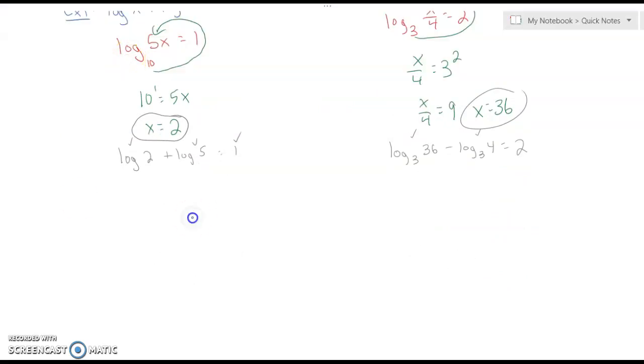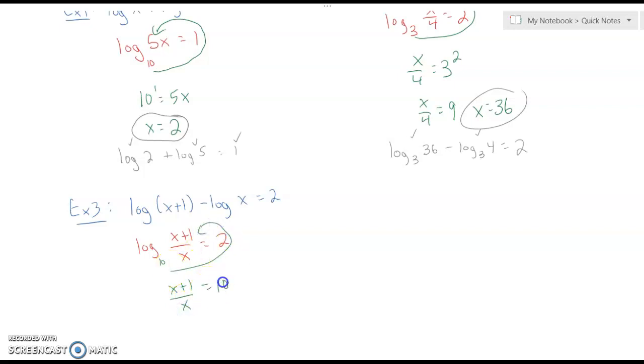Okay, what about this one? Let's set one up like this. Log of x plus 1 minus log of x equals 2. So again, I'm still going to follow that same idea. I want to condense the logs down first, making it log of x plus 1 over x equals 2. I'm still going to turn that into an exponential equation. So again, that's base 10. So I'm going to have x plus 1 over x equals 10 to the second. I'm just going to call that 100.